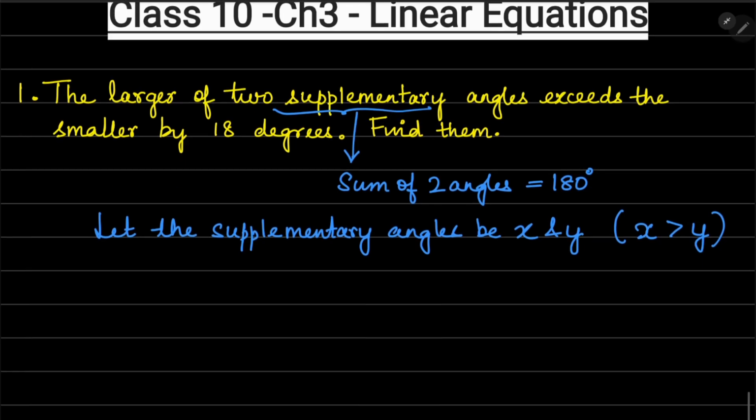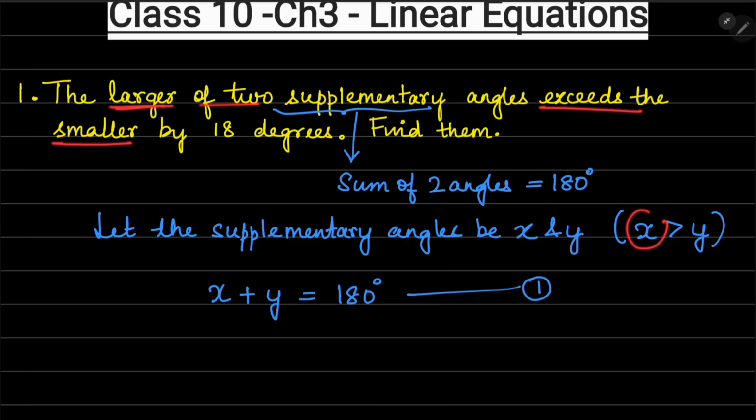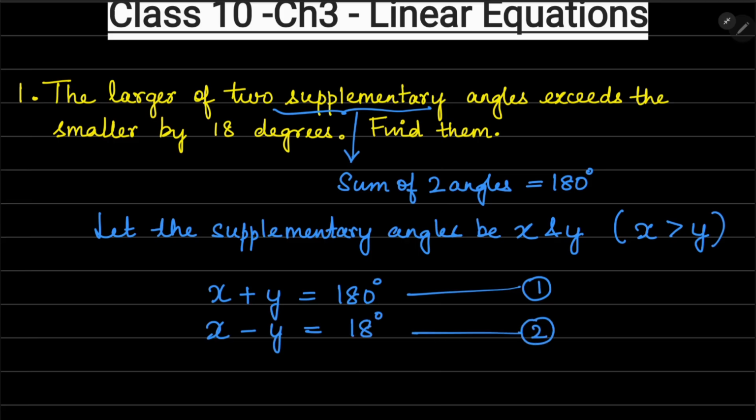Now, since the two angles are supplementary, the sum x plus y is equal to 180 degrees. This is your first equation. The second equation: the larger of the two angles, that is x, exceeds y, which is smaller, by 18 degrees, which means the difference x minus y is 18 degrees. So this is your equation 2.